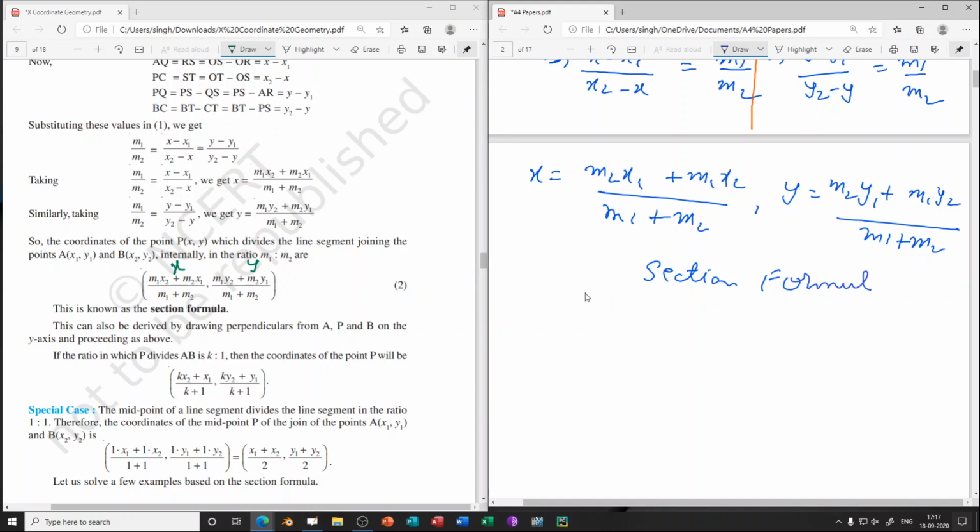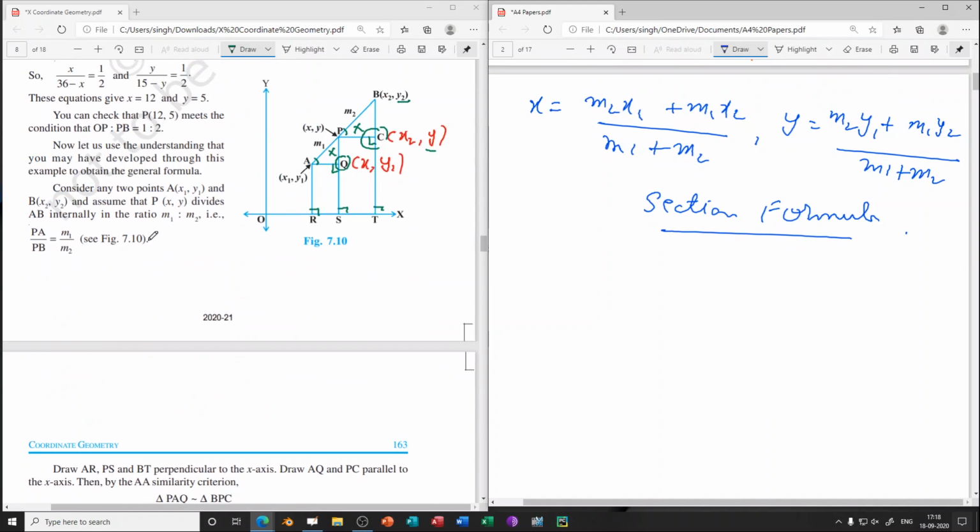Now, sometimes it may be possible that, let us take another case. In this one, this is our figure. Suppose here we have been given the ratio m1 ratio m2, that is, the point P divides AB in the ratio m1 to m2. But suppose instead of the ratio, the coordinates of point P, that is x, y, are given. How to find the ratio?